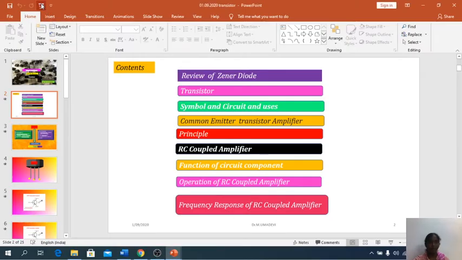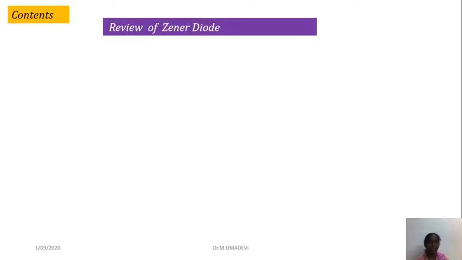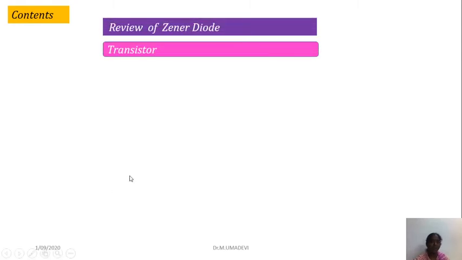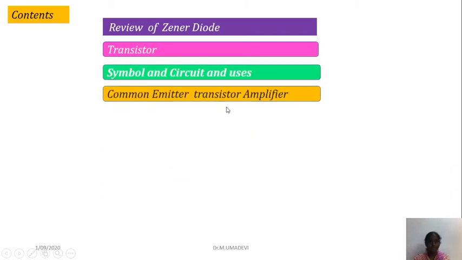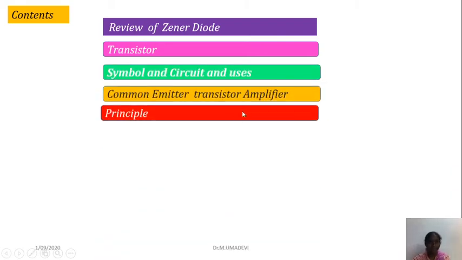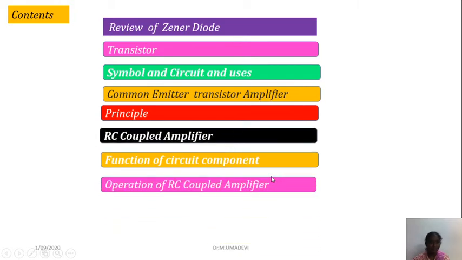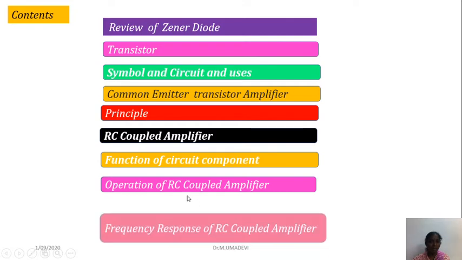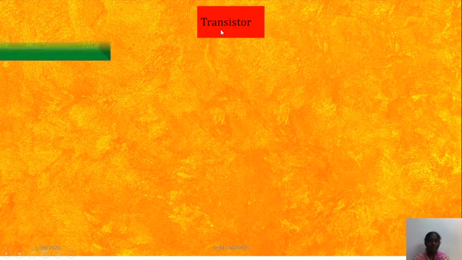Hello students, today's class we'll see about transistor. In the previous classes we had a discussion on LEDs and Zener diode. We'll have a quick review on Zener diode and then move to transistor, symbol, circuit and its uses, common emitter transistor amplifier, principle, RC coupled amplifier, function of circuit components, operation of RC coupled amplifier, and frequency response of RC coupled amplifier. So first of all, what is transistor?